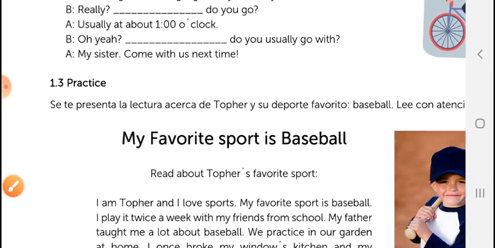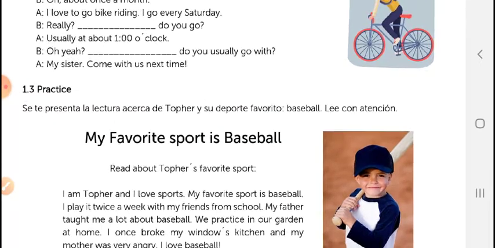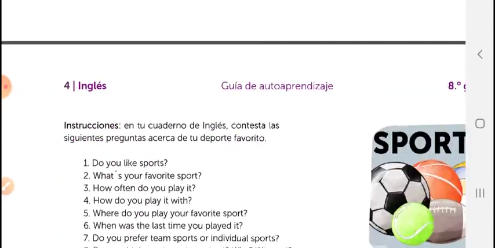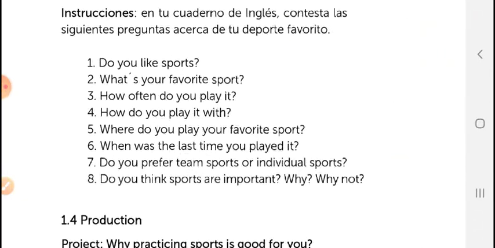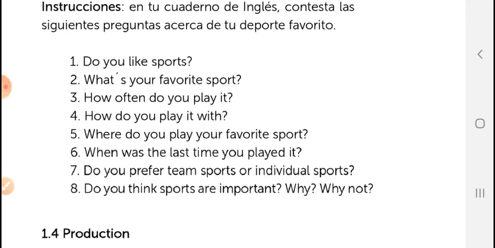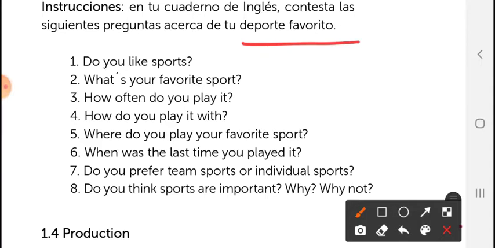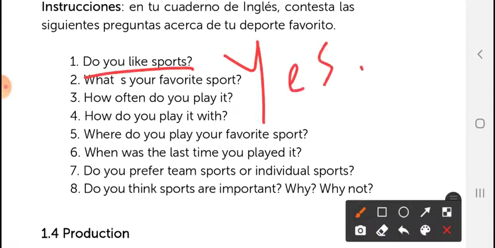Practice. Se presenta la lectura acerca de Topher y su deporte favorito, béisbol. Lee con atención. Leemos y luego contestamos las preguntas. En tu cuaderno de inglés contesta las siguientes preguntas acerca de tu deporte favorito, ¿ok? Sí. Do you like sports? Yes, I do, or no, I don't.